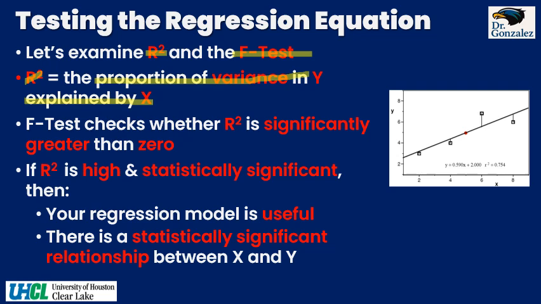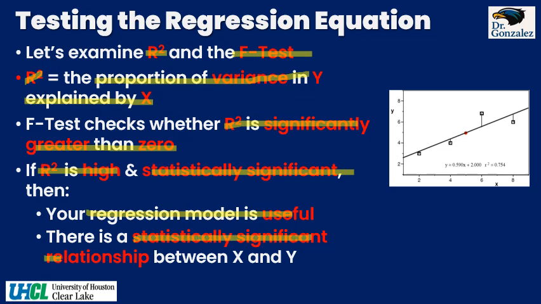That F test is going to check whether your R squared is significantly greater than 0. If it's high, it's going to be statistically significant. And what that tells you is your regression model is useful and that there is a statistically significant relationship between X and Y. That's where we get into this being similar in a way to correlations, okay? Because it's about relationships between X and Y.